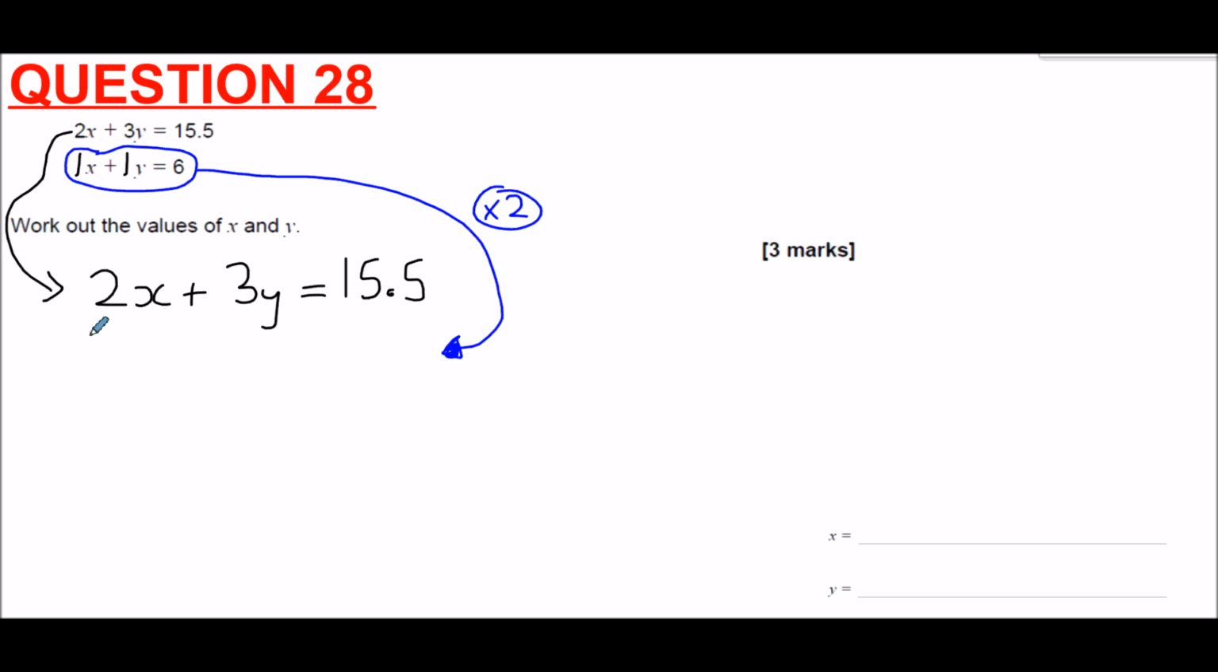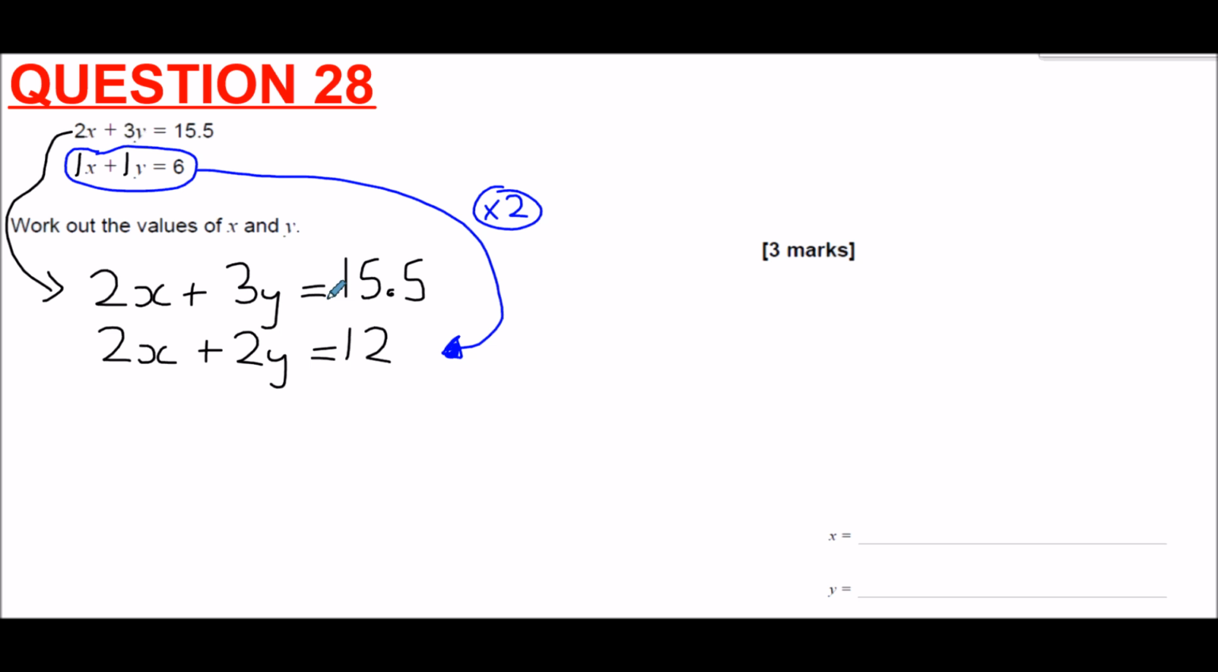So 1x times 2 would give us 2x. 1y multiplied by 2 becomes 2y. And the number 6 multiplied by 2 becomes 12. So why do we want the x's or the y's to be the same?